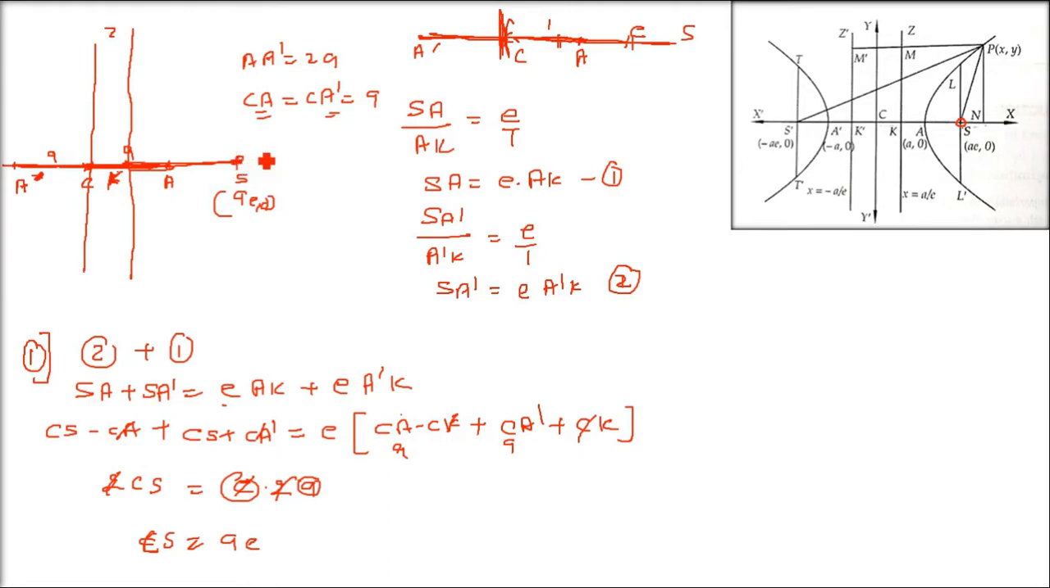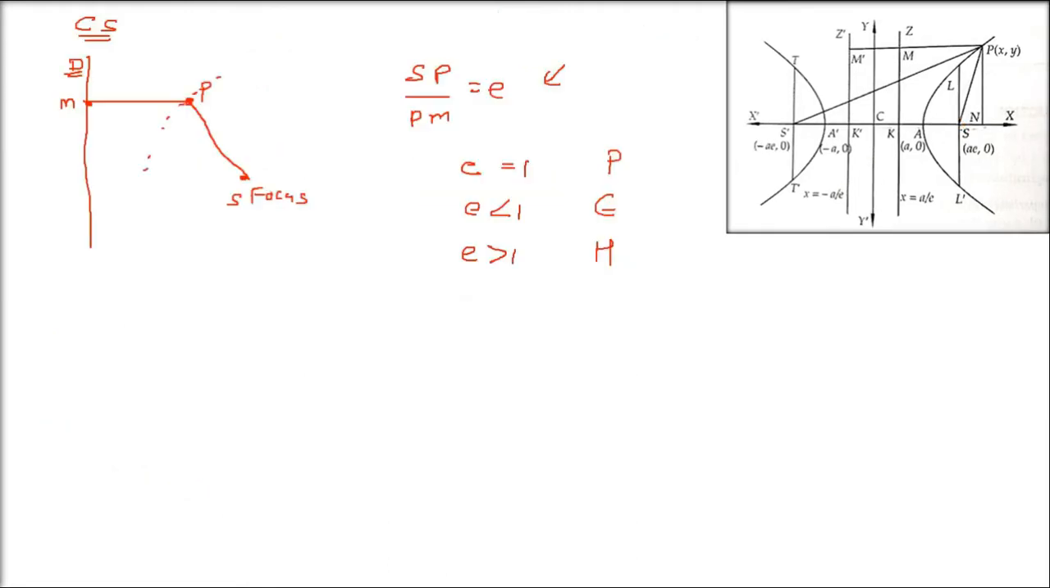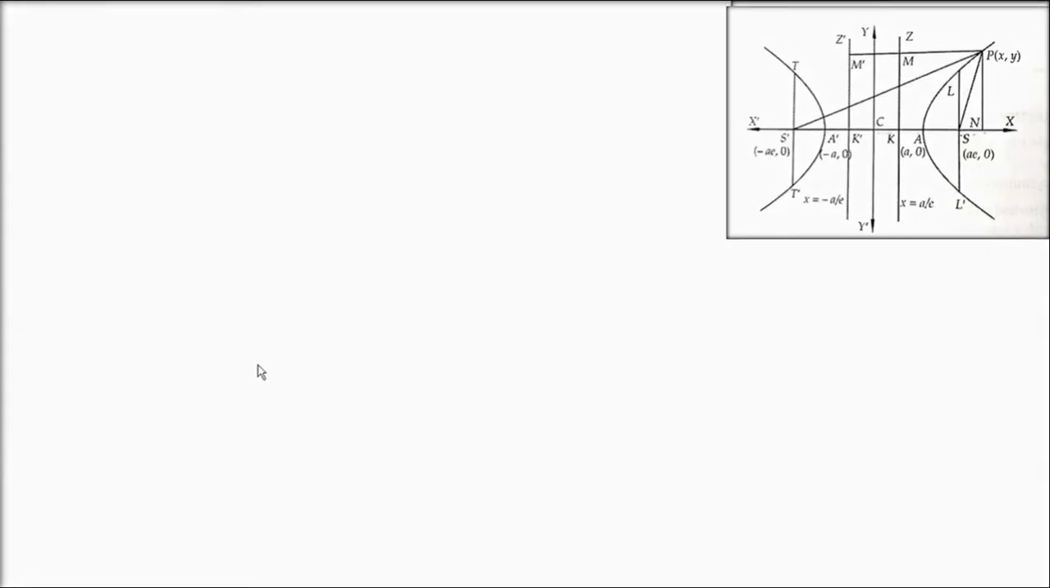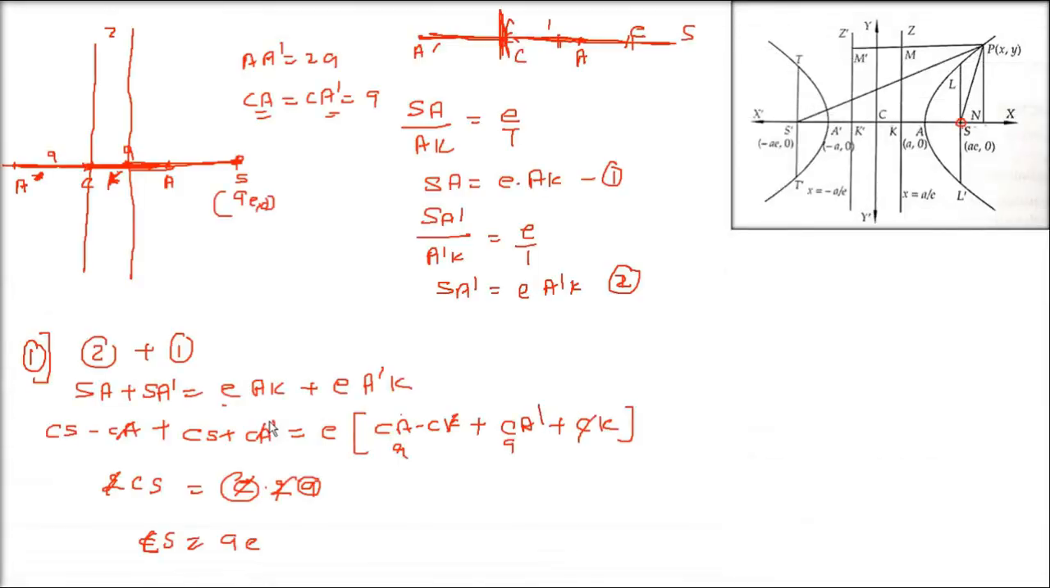So I hope you got the idea. I wanted this focus point and I got it. I told you I wanted the focus and this distance, so that I can have the equation of any conic section. So one thing we have got: the point S, which is (ae, 0). Now I want the other parameter also, because I want to have an equation.